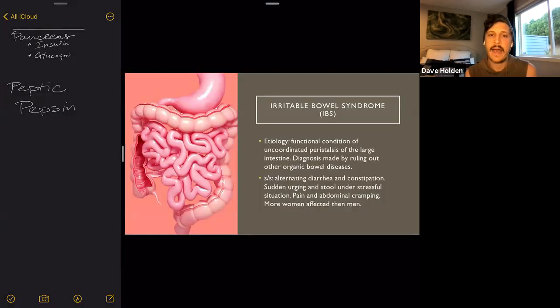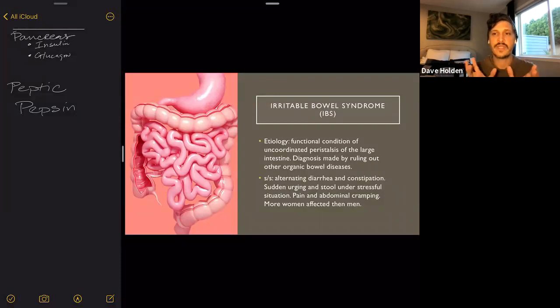All right, next up is irritable bowel syndrome. So IBS, it's a functional condition of uncoordinated peristalsis. When we say a functional condition, what we're saying is it's not an infection, right? The problem is your own body isn't working the way it's supposed to be working. The peristalsis action, where we coordinate these smooth muscle contractions to keep food propelling through the system, starts to become uncoordinated. And so food doesn't get passed like it's supposed to.